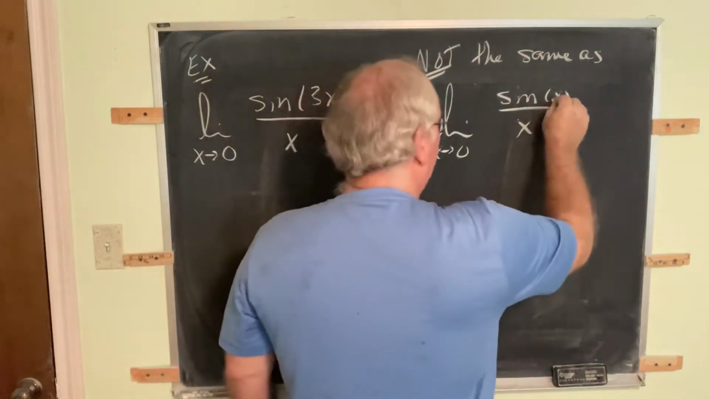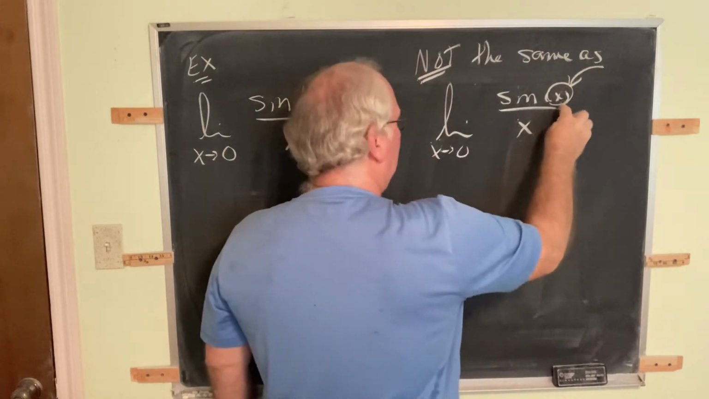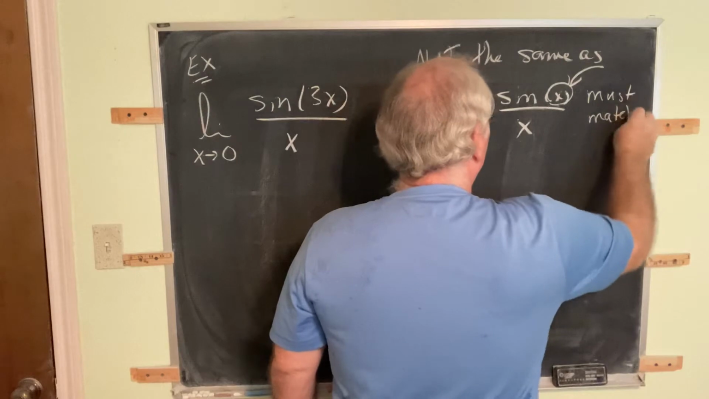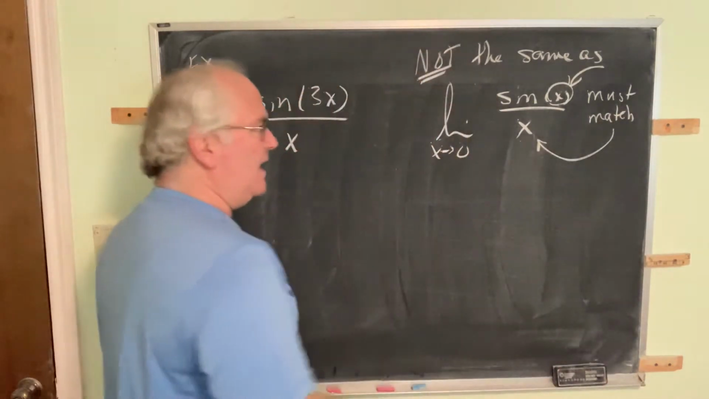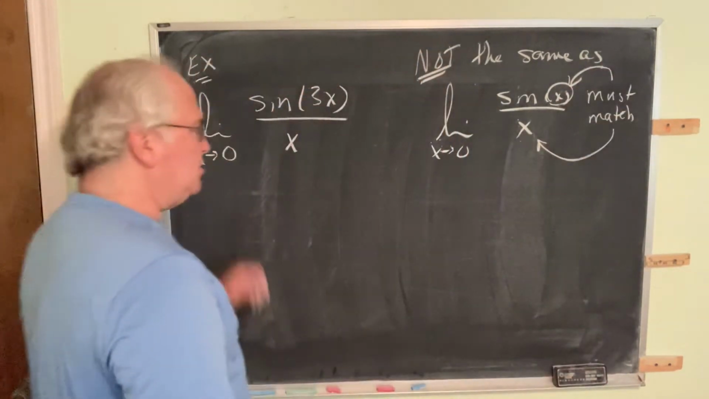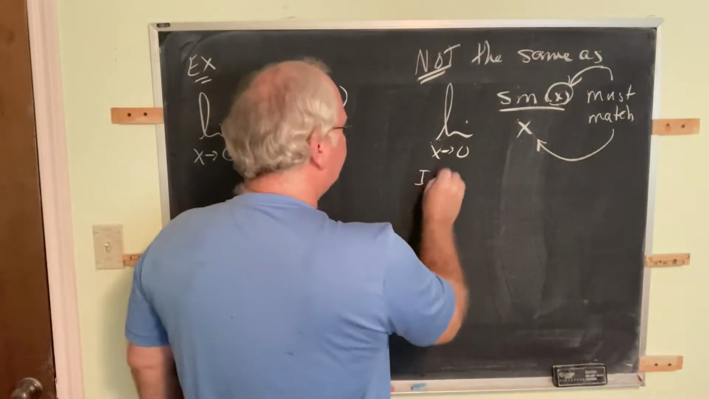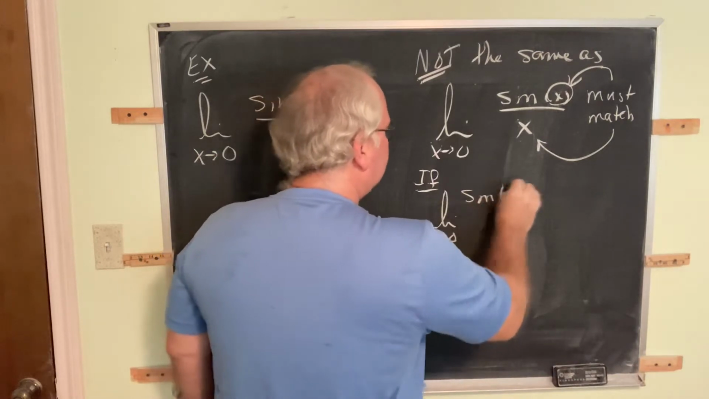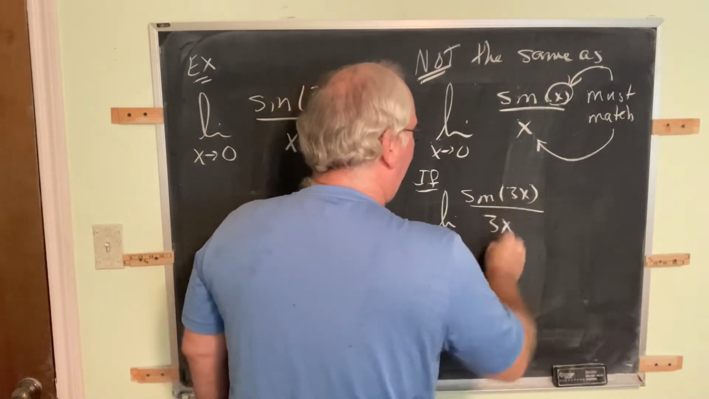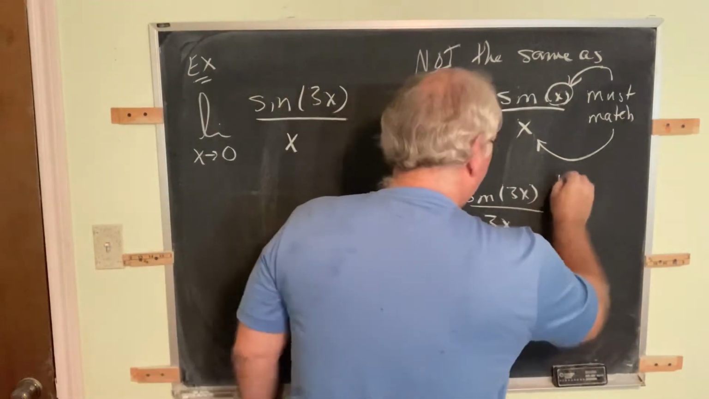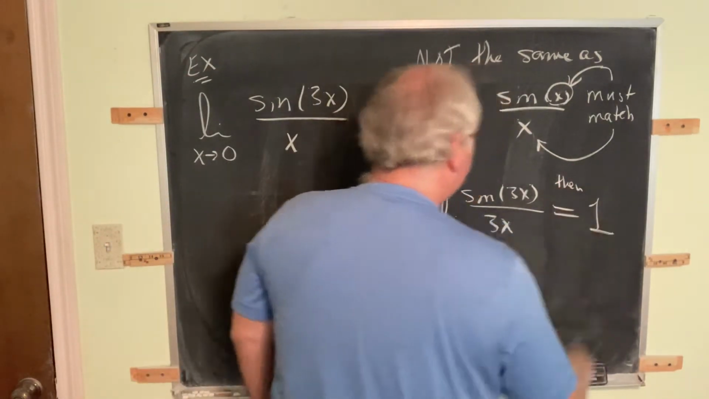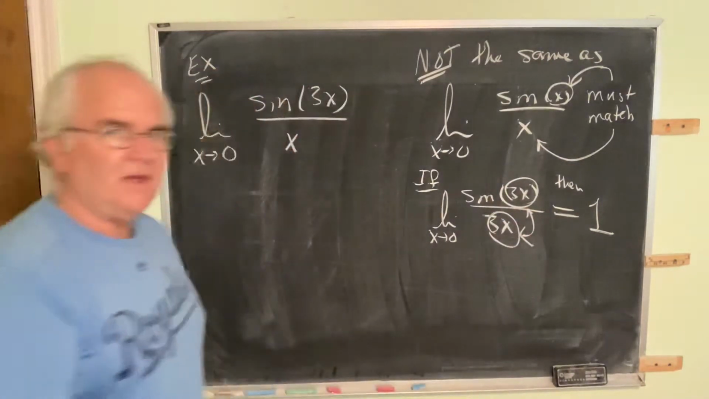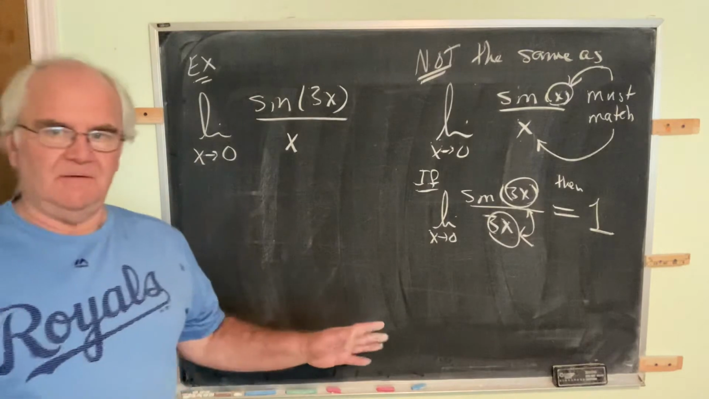The requirement is the argument here must match the value in the denominator. Those must match. So if we have the limit as x goes to 0 of sine of 3x over 3x, yes, then we may say that's equal to 1 because that argument and that denominator match. If they don't, then we need to fix it.